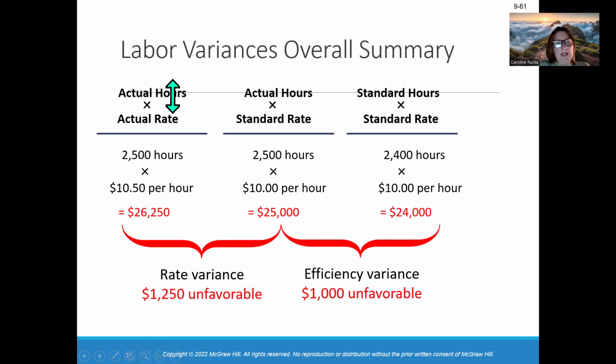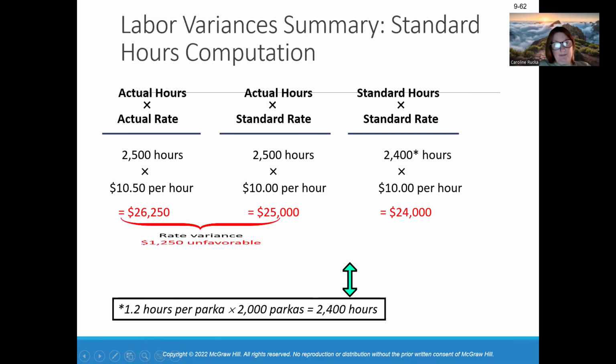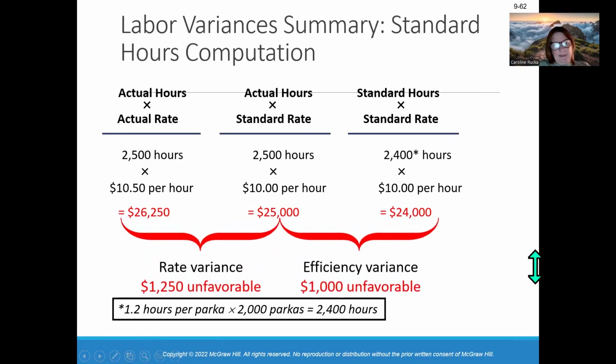Okay, actual hours times actual rate compared to actual hours times standard rate: 1,250 unfavorable. And then actual hours times standard rate compared to standard hours times standard rate, their efficiency variance, also unfavorable. So they were paid too much and they did not work efficiently.